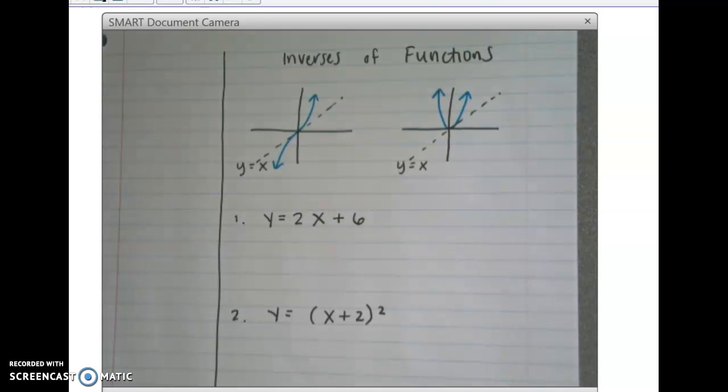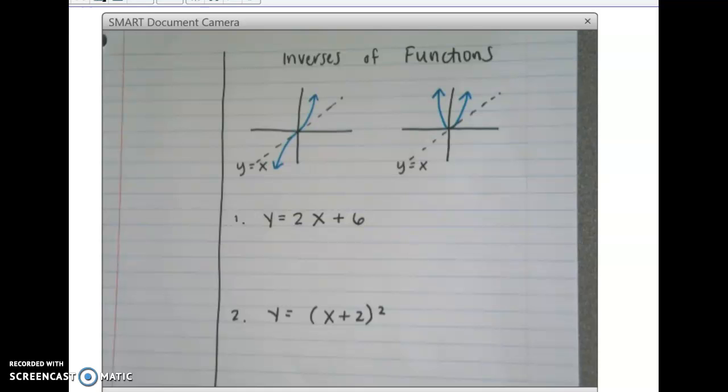Hey everyone, this video is going over inverses of functions. So one thing to keep in mind is that every equation has an inverse, but not every inverse is a function.